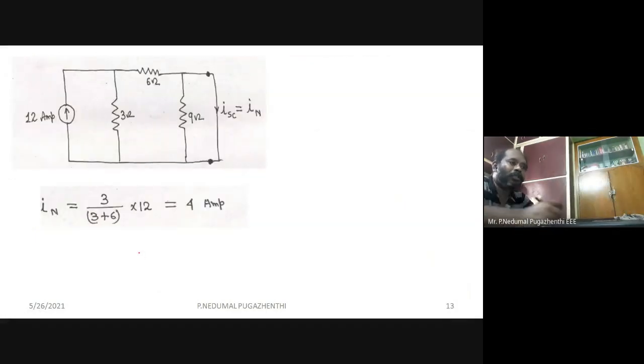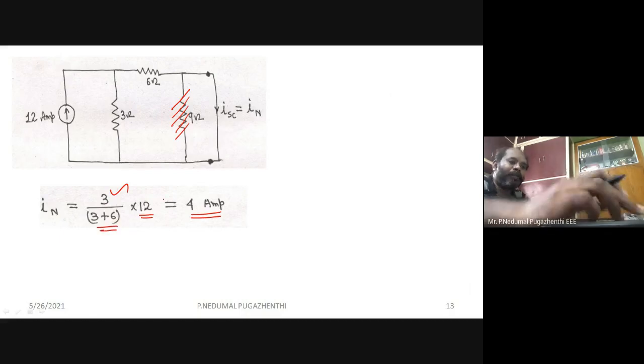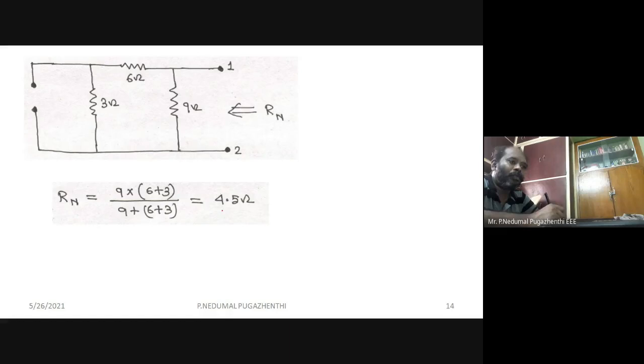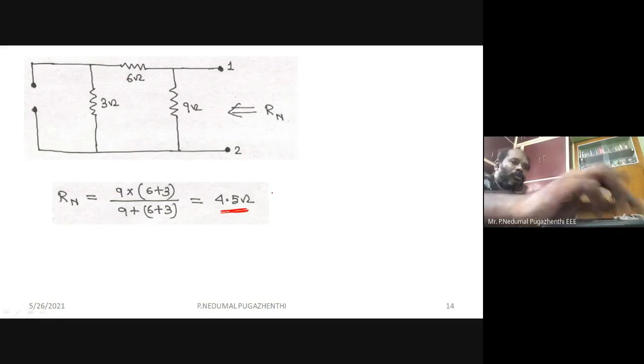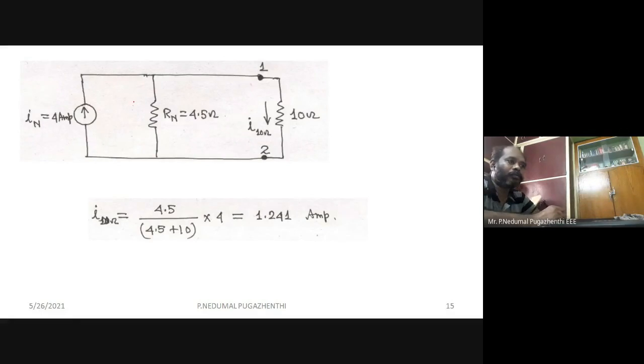You will see here, this is your I Norton, 4 amperes. You can see that this 9 ohm will not be considered. So you have the opposite branch divided by total into the total current 4 amperes. Then 4.5 is the R Norton. R Norton and 10 ohm are connected. Opposite branch by the total into the total current, 1.241 amperes. So this is I10.